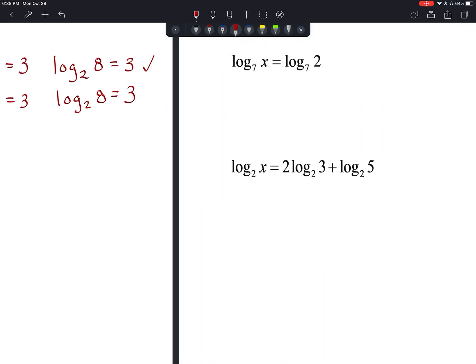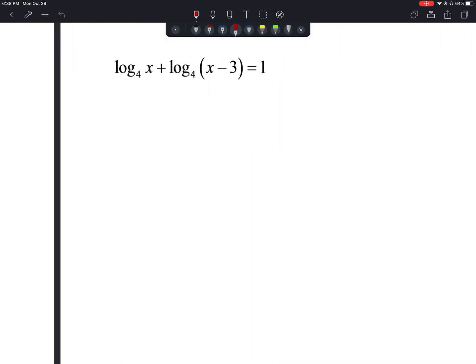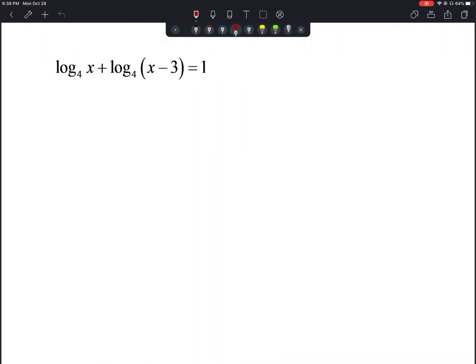All right, we're going to actually jump ahead here a slide or two. Okay, so I want you to go, this one might be on the back of your notes. But what I want to focus on here is now we have 2 logs on the same side.